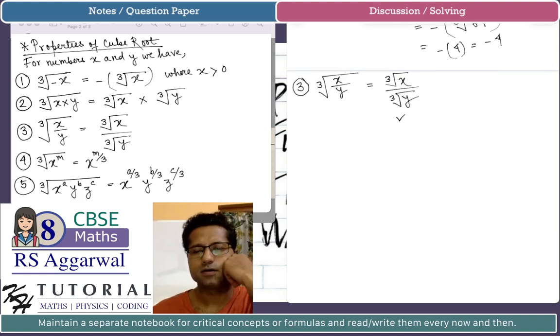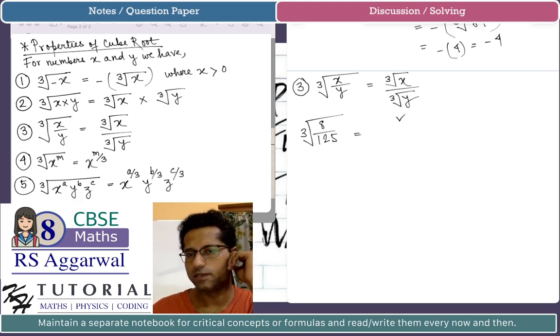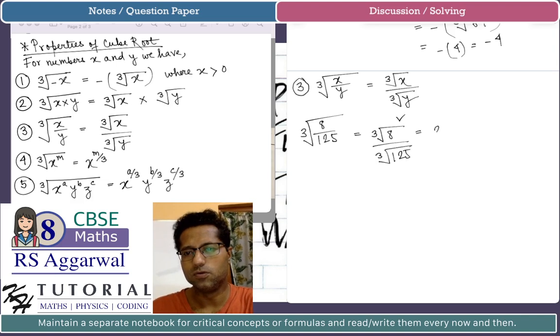For example, let's say you are asked the cube root of 8 by 125. Obviously we can see that both x and y, that is 8 and 125, are perfect cubes. So it will be cube root of 8 divided by cube root of 125. Cube root of 8 we know is 2, and cube root of 125 we know is 5.